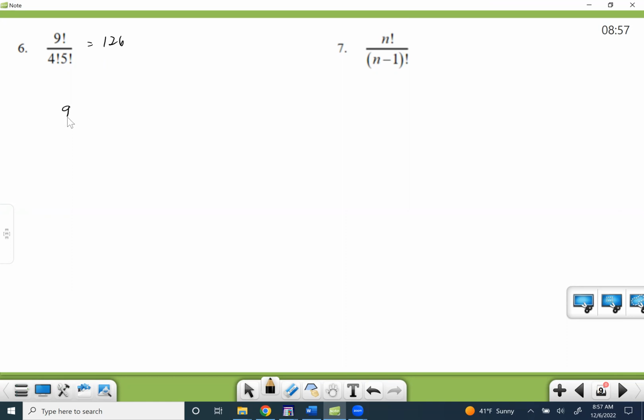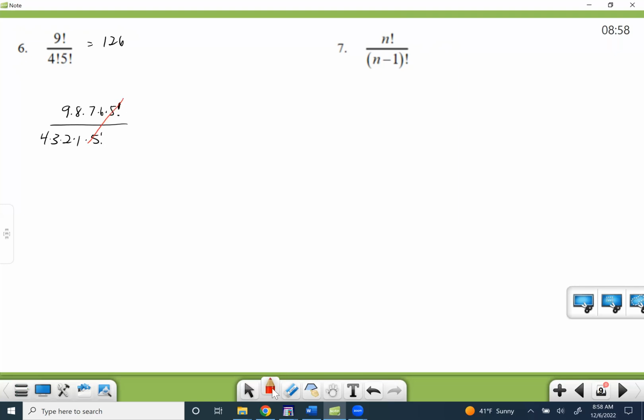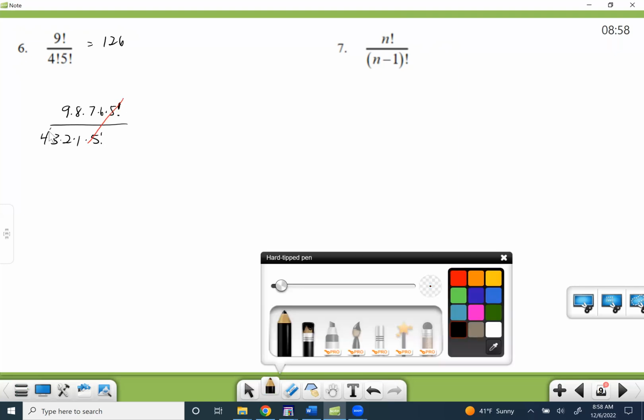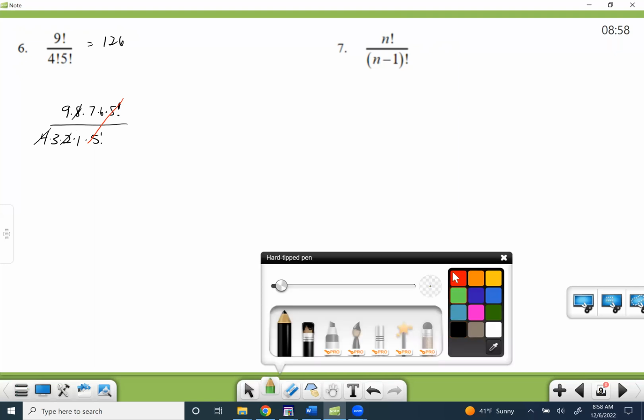So I'm going to expand the 9 until I get to 5. 9, 8, 7, 6, 5 factorial. And then I'm going to expand the 4 out. 4, 3, 2, 1. And then I'm going to leave the 5 factorial so I can cancel him. He's gone. And I'm going to cancel 4 times 2 is 8. So I might as well cancel that. And I can even cancel the 3.